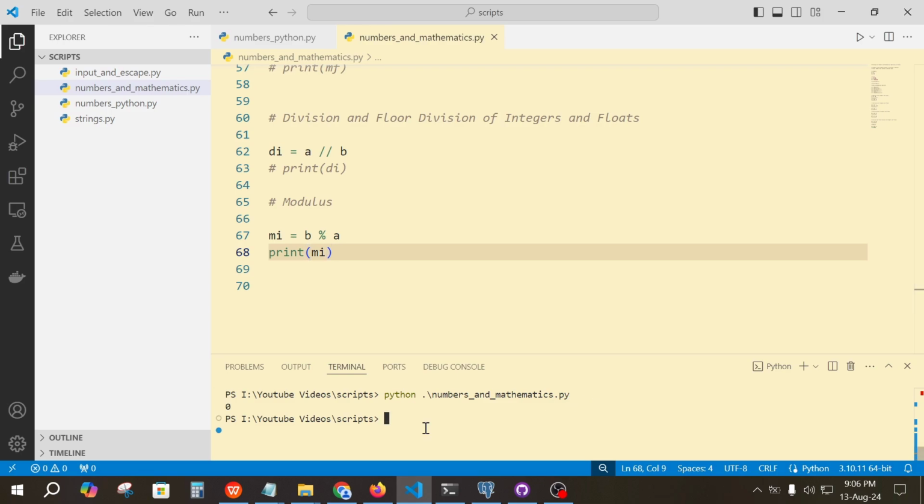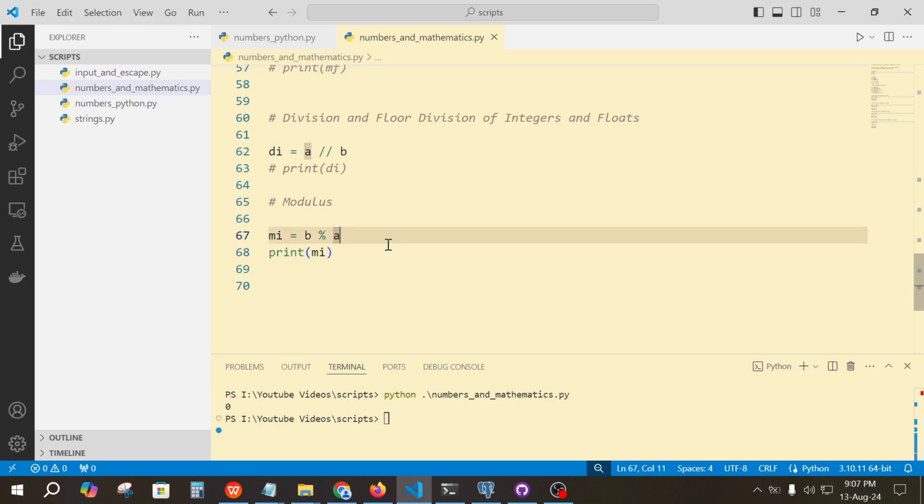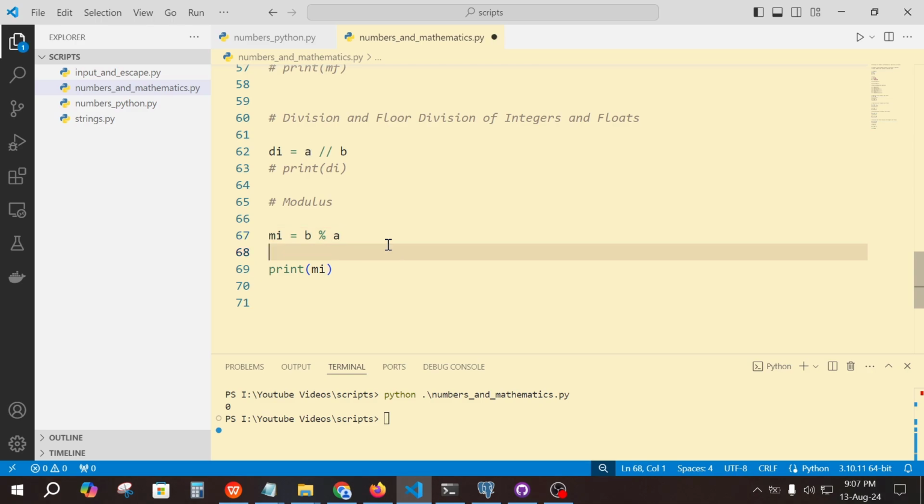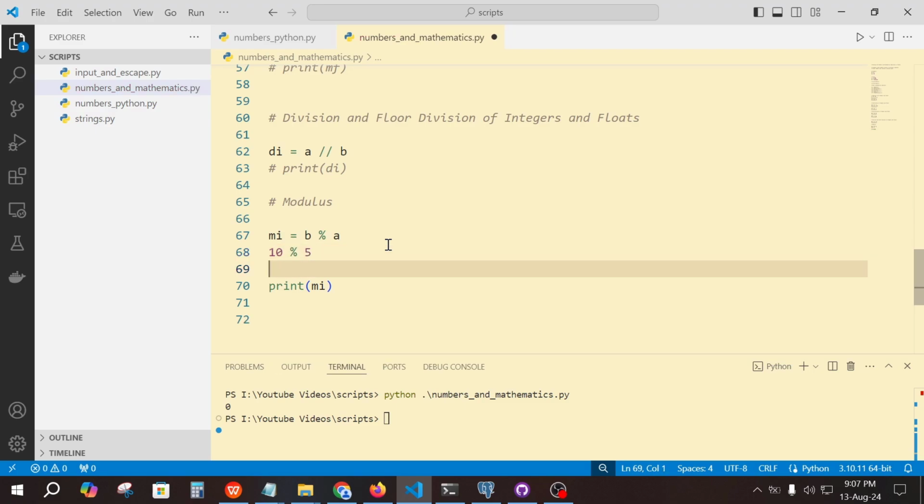Let's see. Okay, it's 0 because of what it is doing. Let me show you 10 modulus 5. I am doing a visualization of it in steps. 10 modulus 5 means 10 divided by 5. So if we do 10 divided by 5, then the answer will be 2.